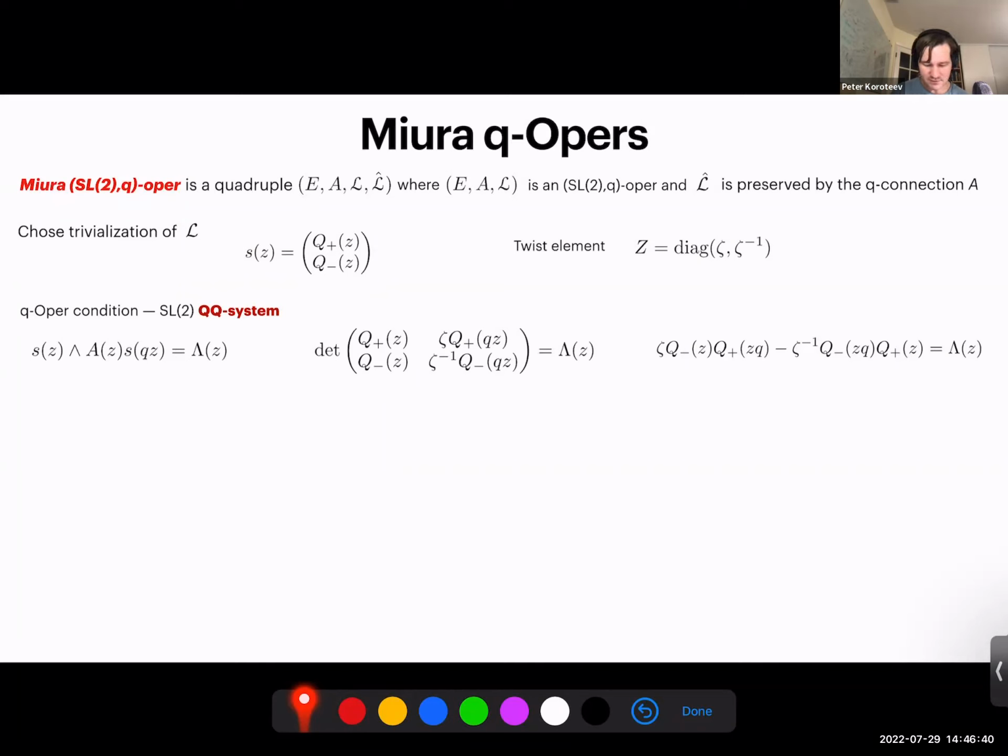So now we have not one subbundle but two. So we have L and L hat, where L is the q-Oper which we defined on the previous page, and another subbundle L hat is preserved by the q-connection, right? So it's like an invariant subspace of that matrix in terms of linear algebra. So let's see how it plays out.